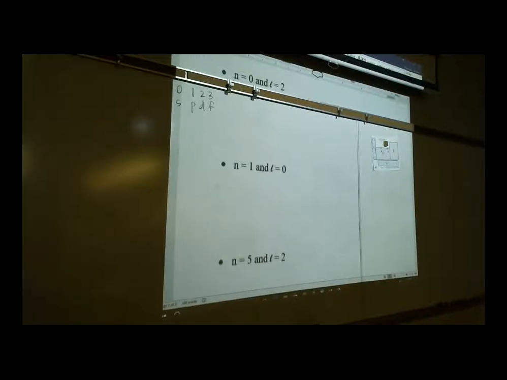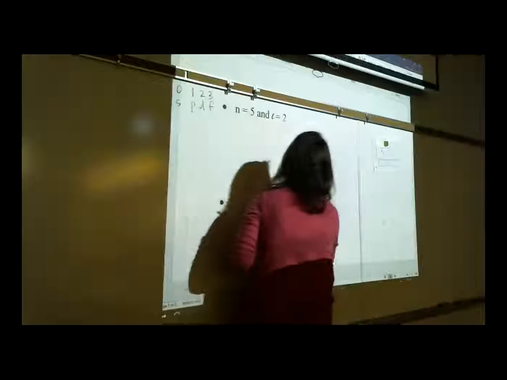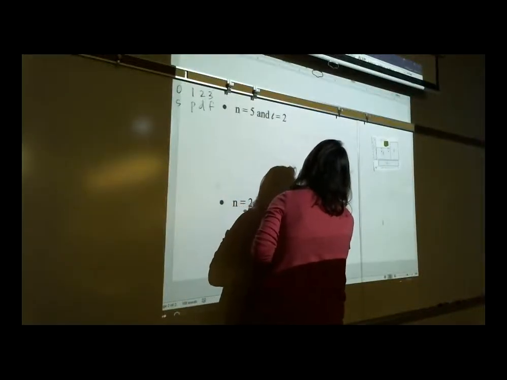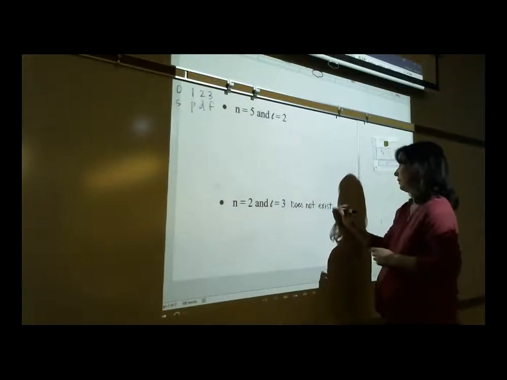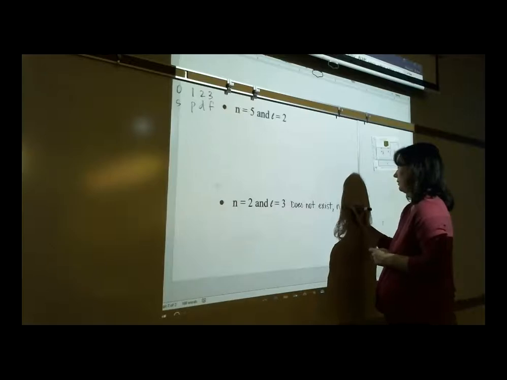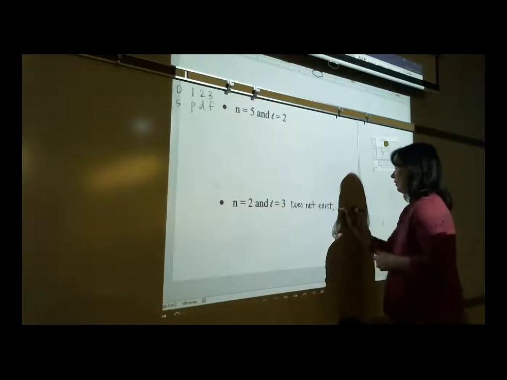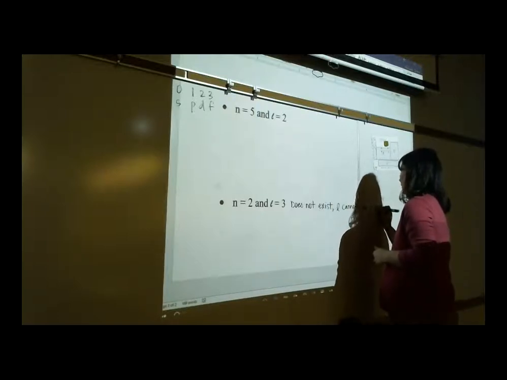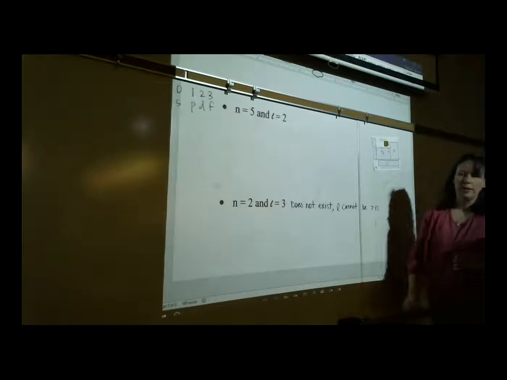I'll zoom in so I don't have to stoop down so low. n equals 2 and l equals 3. Is that an allowed combination? No, it does not exist. Why? All right. Good. Because l cannot be greater than n, right? The max value of l is n minus 1. So if your value of l is greater than your value of n, it doesn't exist. Good, good, good, good.